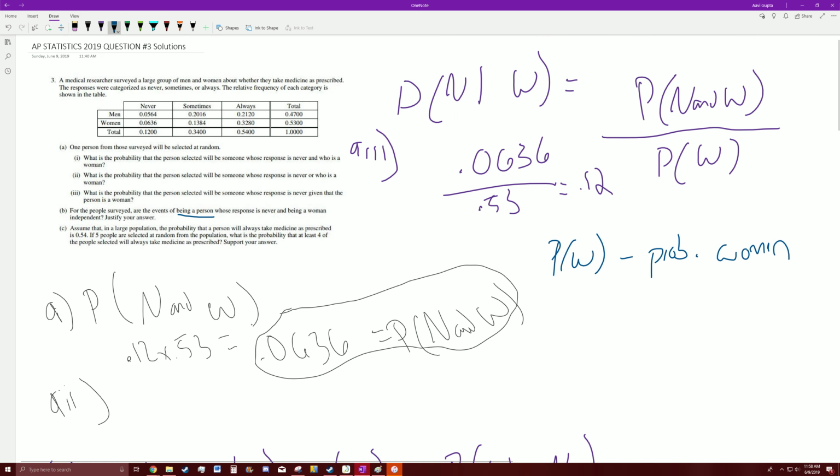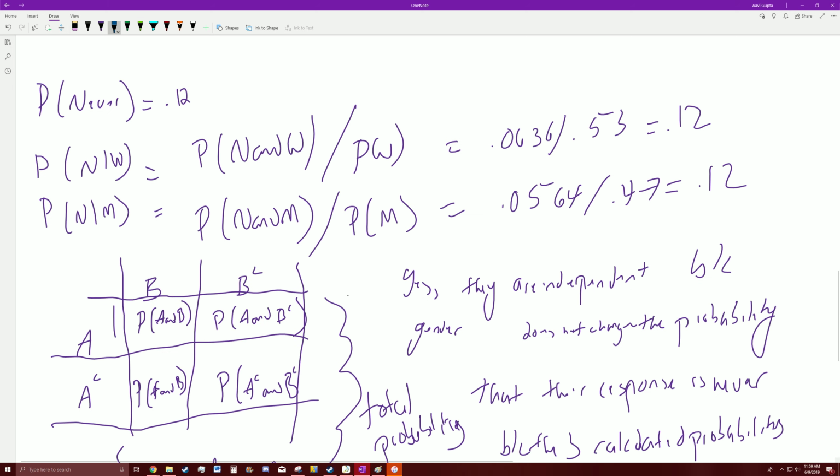Okay, now part C. Assume that in a large population, the probability that a person will always take medicine as prescribed is 0.54. If 5 people are selected at random from the population, what is the probability that at least 4 of the people selected will always take medicine as prescribed? So this sounds like a binomial distribution since they're talking about a large population. That's one of the conditions for binomial. So we can write that as this.